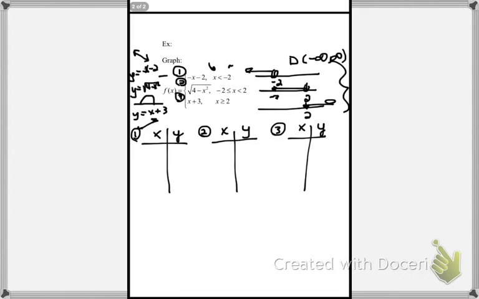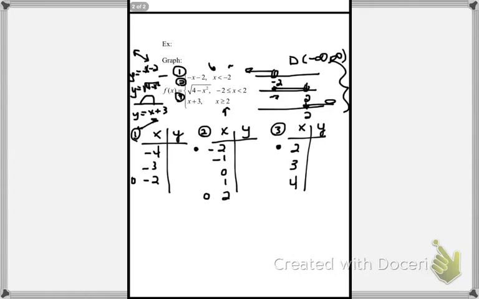In 1, our important point here is negative 2. We're only going up to negative 2, and this guy's going to be open. So we're going to have a few negative numbers in here. In the second one, we're going from negative 2 to positive 2. Notice my negative 2 is closed, my positive 2 is open. In the third one, I'm starting at 2, and that's closed. And we'll give it a few positive numbers. Your next step is to insert these values into each one of those functions.